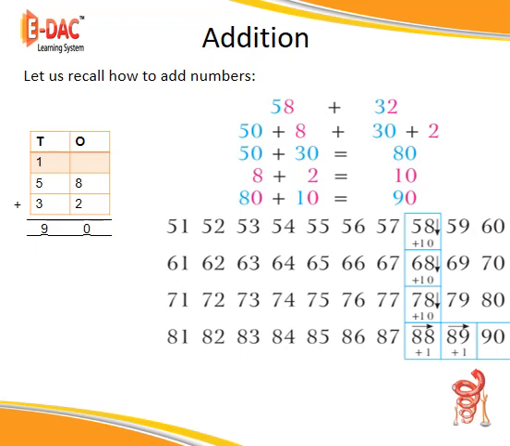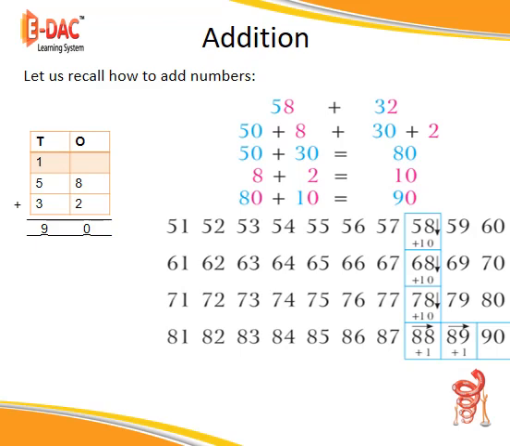And for 10, we will write only 0 and we will put 1 carry to the tens place, and we will write it above number 5. In tens place, we have two numbers 5 and 3. We will add these both numbers and we will get 8, and we have to add 1 carry also, and now we will get 9. So the addition value of 58 and 32 will be 90.